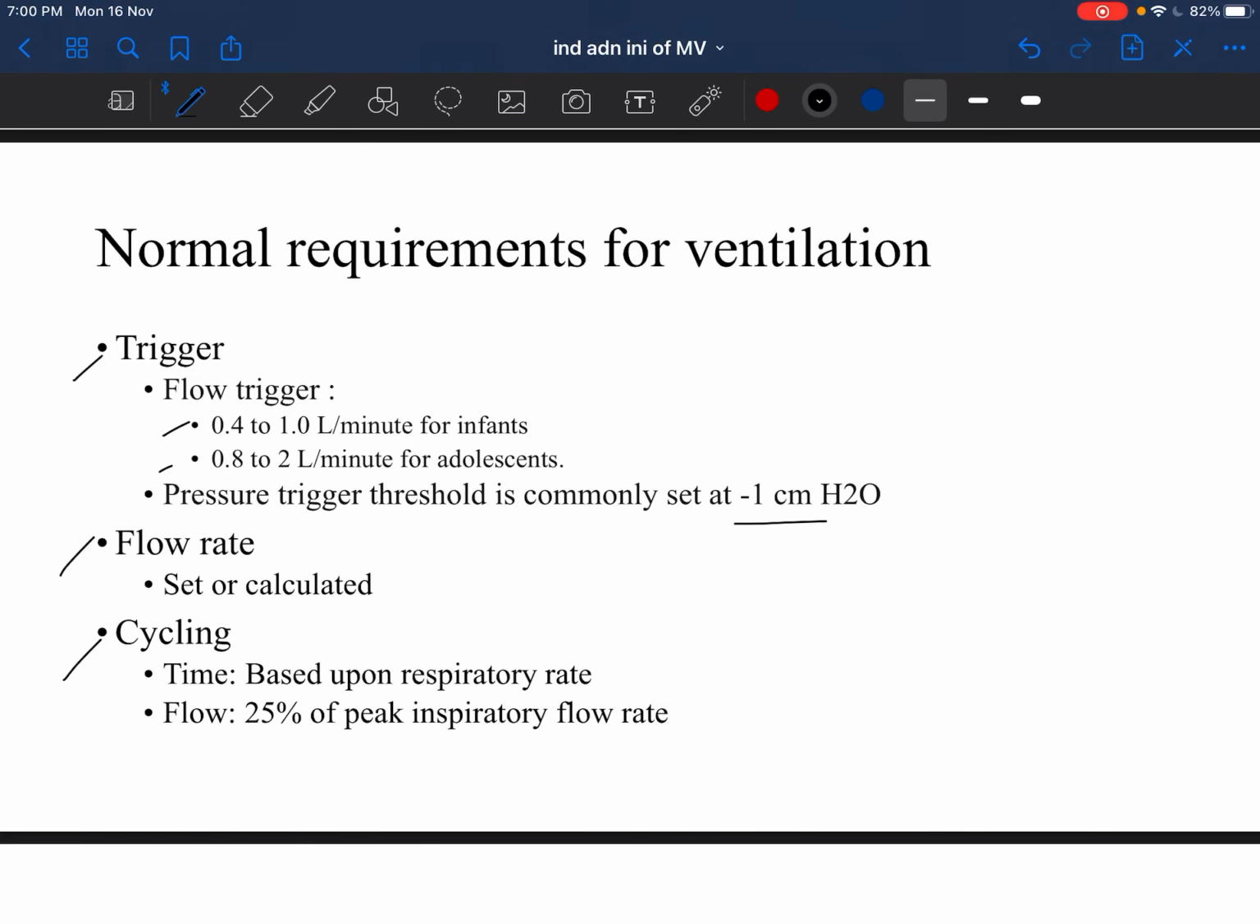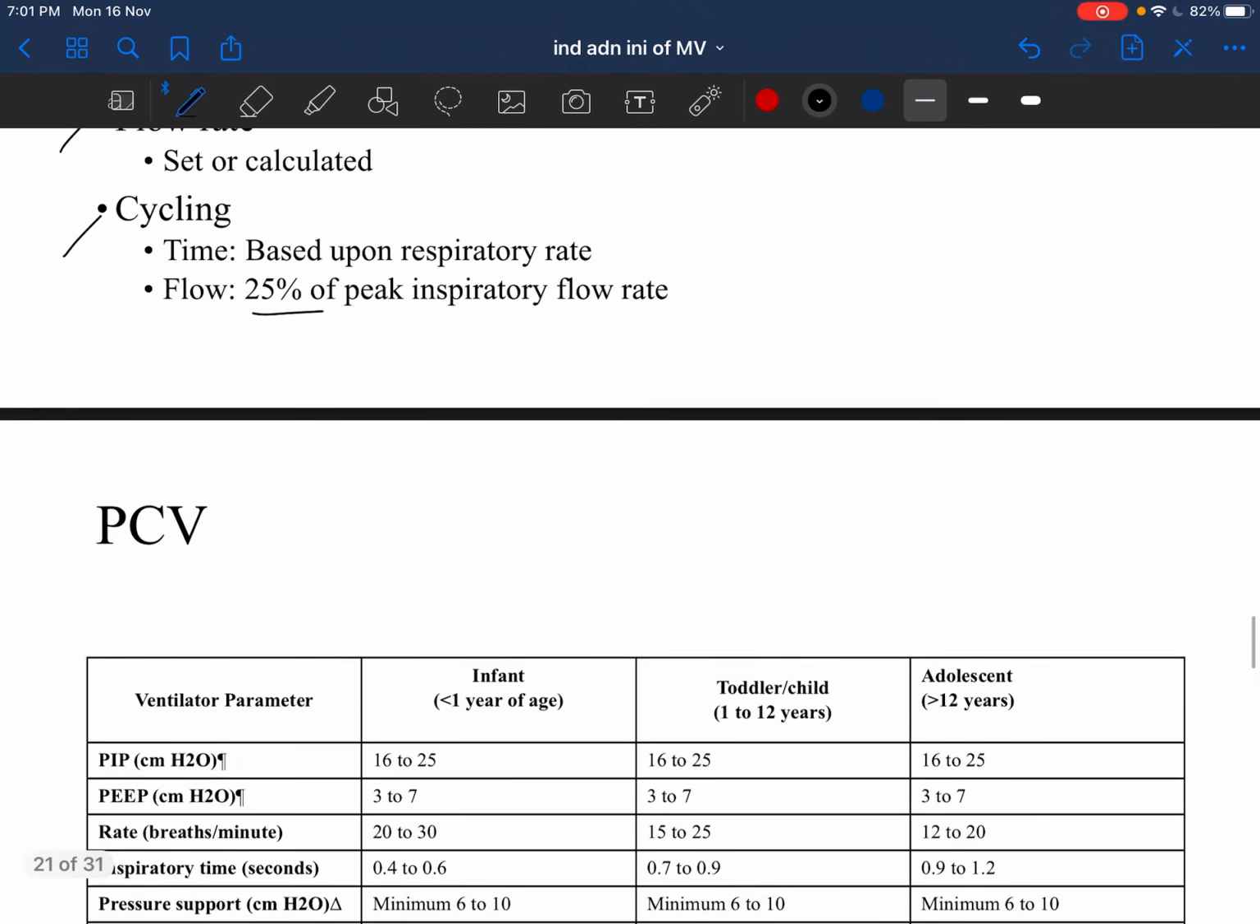Cycling, again, if it is time based cycling, it's based upon your respiratory rate. Suppose you set respiratory rate at 60 per minute, correct? Right, 60 per minute, then it's 1 breath per second, and every second the ventilator is going to complete the breath cycle, correct? And in that 1 second your inspiratory and expiratory time will vary. Flow cycling is generally part of your pressure support ventilation. At the end of 25% of your peak inspiratory flow, it cycles back into expiration.